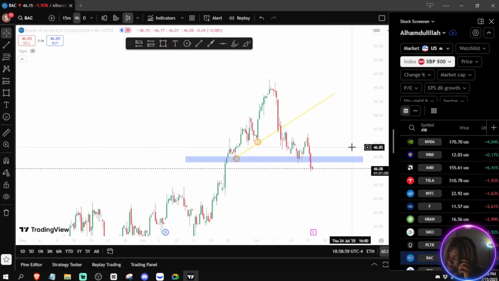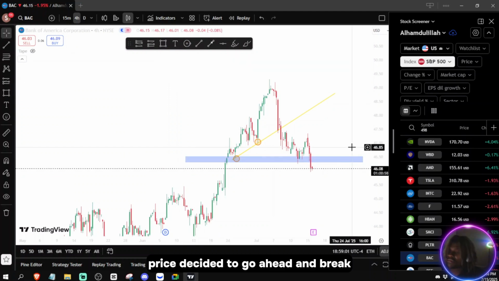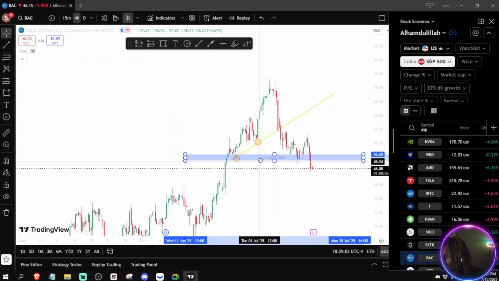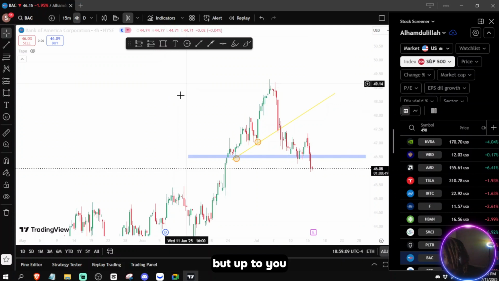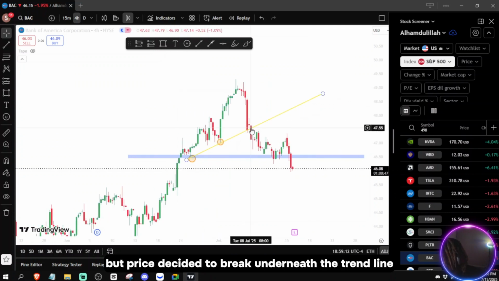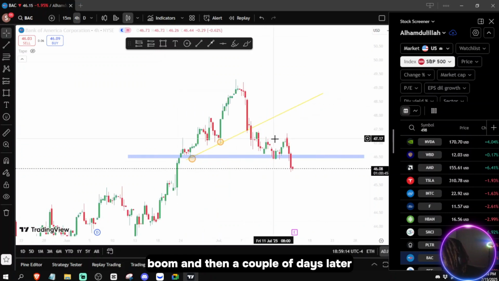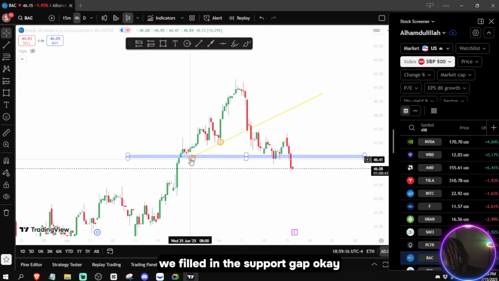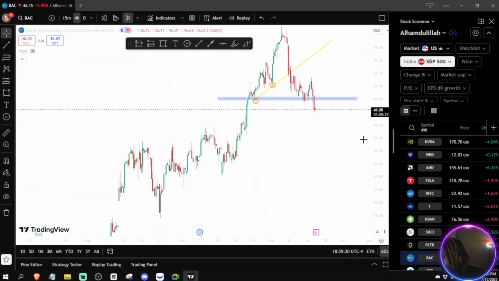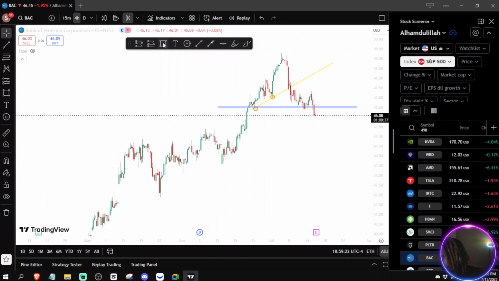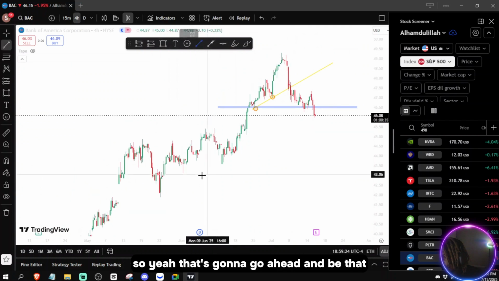price decided to go ahead and break underneath the trend line. You can wait for a 15-minute close if you want, but up to you. Well, price decided to break underneath the trend line, boom. And then a couple of days later, we filled in the support gap, okay? So, yep, that's going to go ahead and be that.